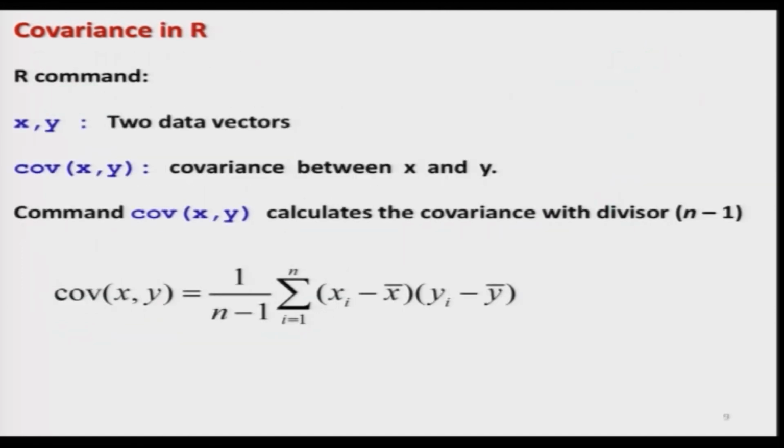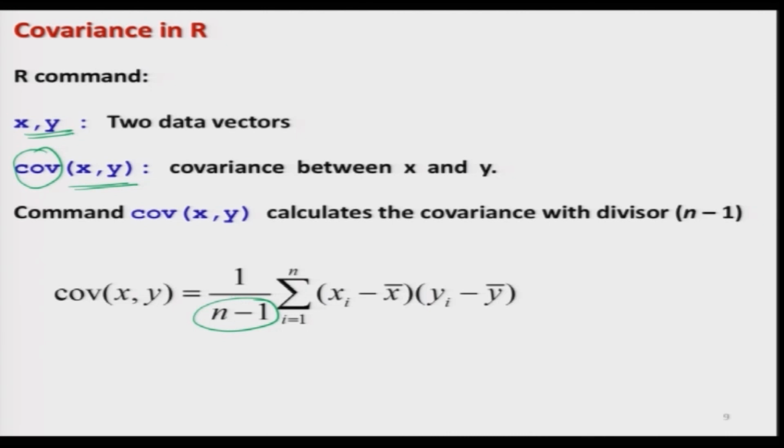Now, if you want to compute this covariance inside the R software, the simple command is COV. If the data is represented in the form of two data vectors X and Y, then the covariance between X and Y is written as COV inside the parentheses X comma Y. That will compute the value of the covariance between X and Y. But you have to remember one thing: when computing this covariance inside the R software, the divisor is n minus 1, not n.